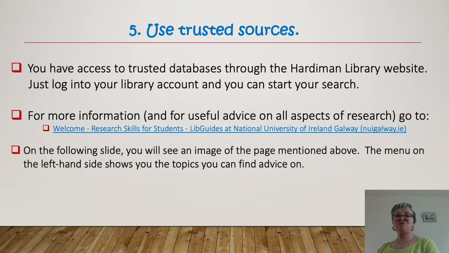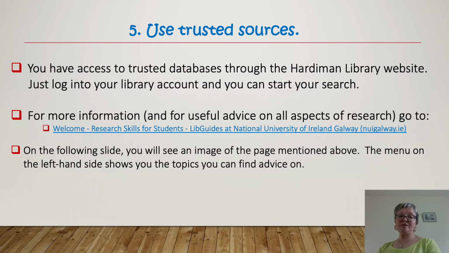You will want to use trusted academic sources when you're carrying out your research. You have access to trusted databases through the Hardiman Library website. You can just log into your library account and you can start your search. For more information on this and for useful advice on all aspects of research, you can go to the Research Skills for Students page on the University Library website. On the following slide, you will see an image of the page mentioned above.